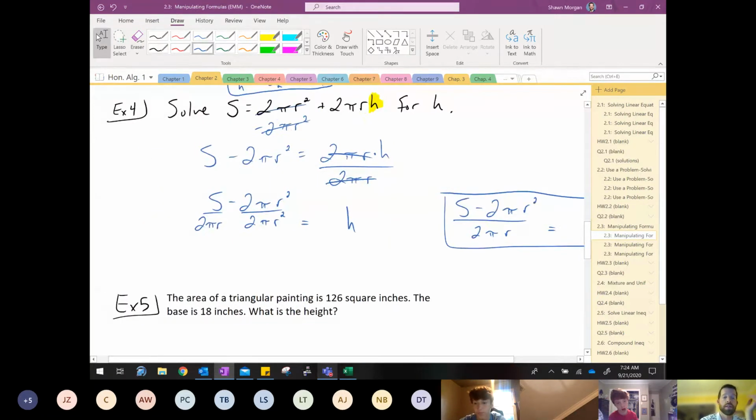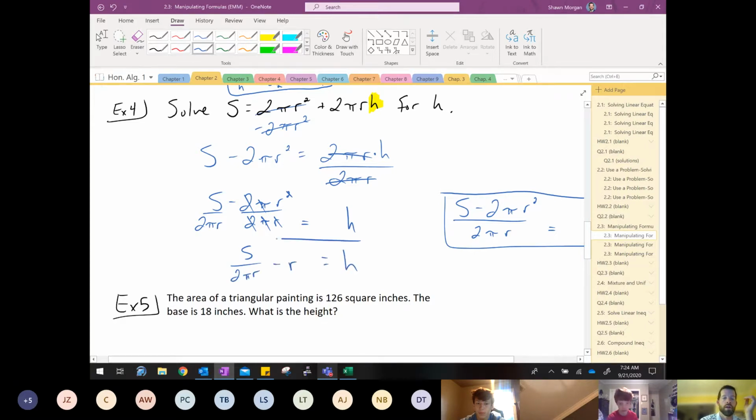And what's interesting here is that the 2 cancels out, the pi cancels out, and the r, there shouldn't be an r squared on the bottom. Sorry about that. The r on the bottom cancels with one of the r's on top. So that would leave you with S over 2 pi r minus r.